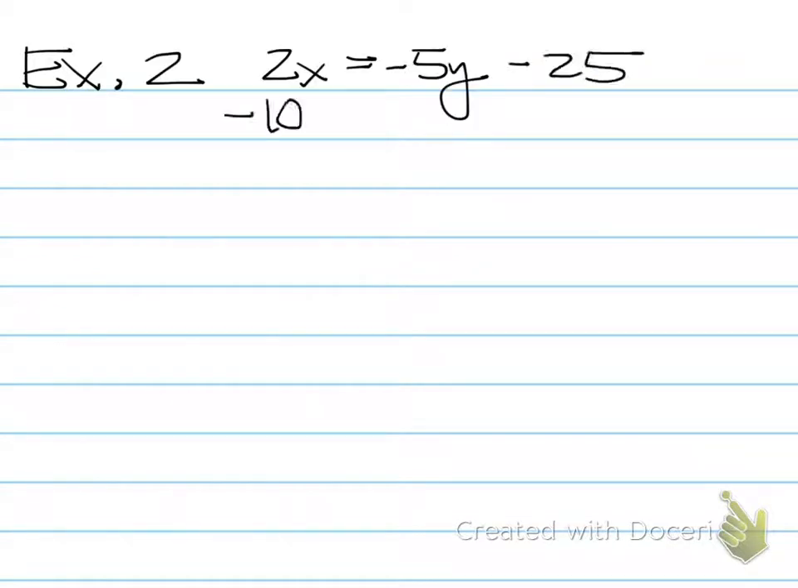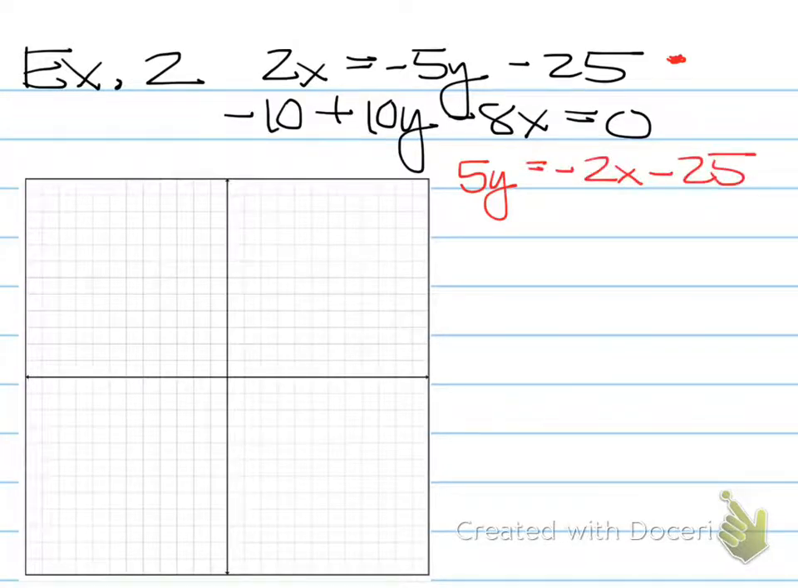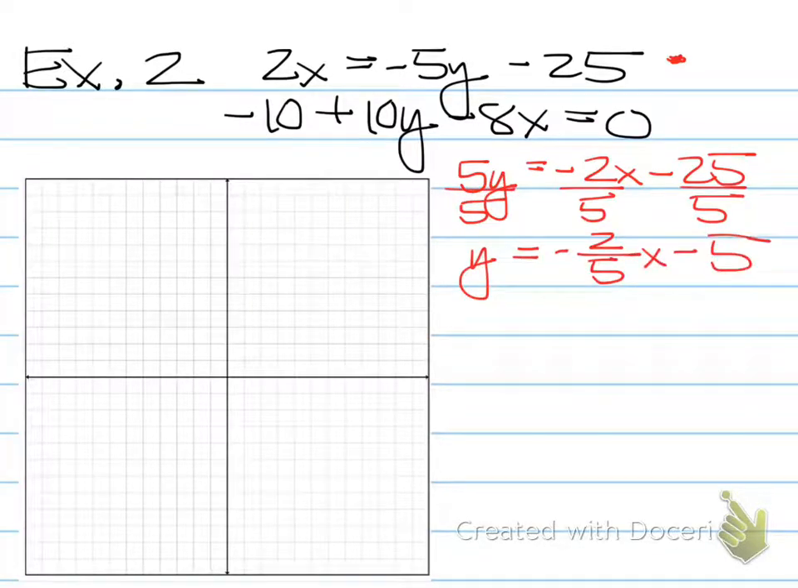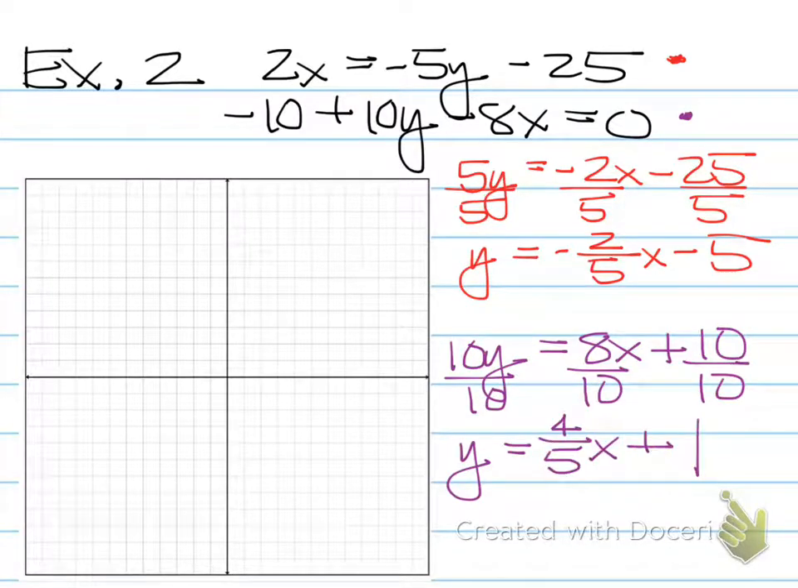Next example. Now we have two more linear equations. However, we need to put both of them in slope-intercept form. For the first equation, the first thing we want to do is add 5y to both sides and then divide both sides by 5. That's going to give us y equals -2/5x minus 5. Then we put the second equation in slope-intercept form by first adding 10 to both sides, and then dividing both sides by 10. In slope-intercept form, that equation is y equals 4/5x plus 1.